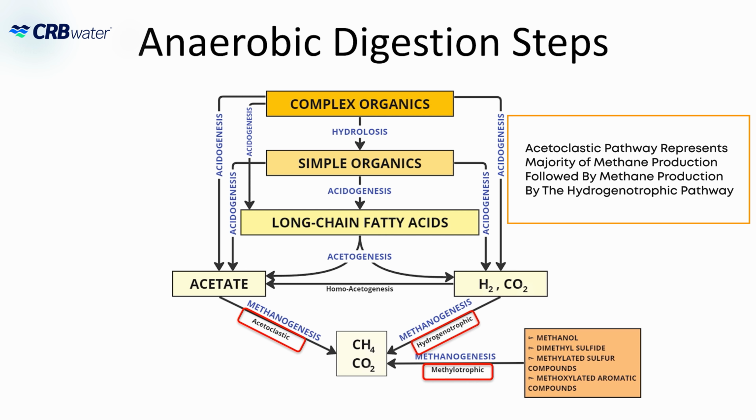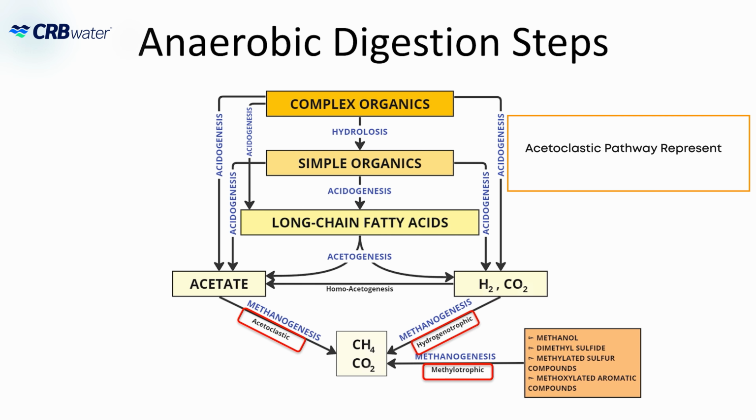The second most important group of methanogens is called the hydrogenotrophic methanogens. These methanogens process hydrogen and CO2 to convert these dissolved gases into methane. This group of methanogens is typically responsible for 20 to 30% of the total methane produced by an anaerobic reactor.